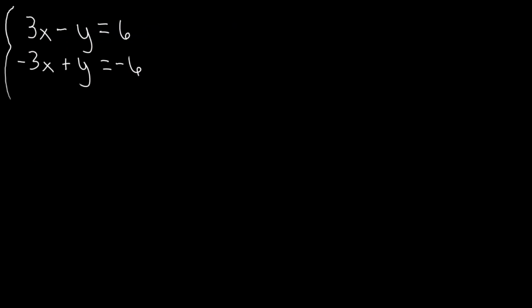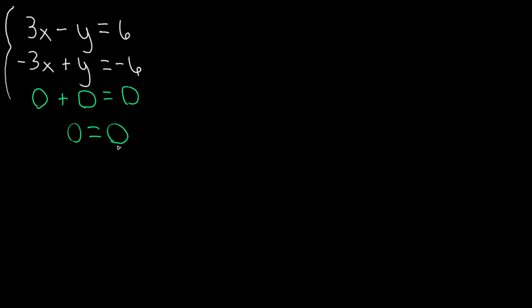Okay, so here's an interesting case you could possibly run into. You see that we have 3x minus y equals 6 and -3x plus y equals -6. So if we add these together, 3x minus 3x, we get 0, plus -y plus y, which is 0, and equals 6 minus 6, again 0. So we have 0 on both sides.